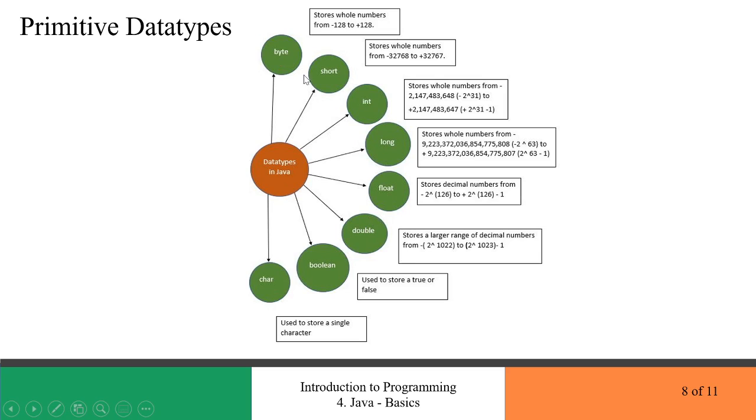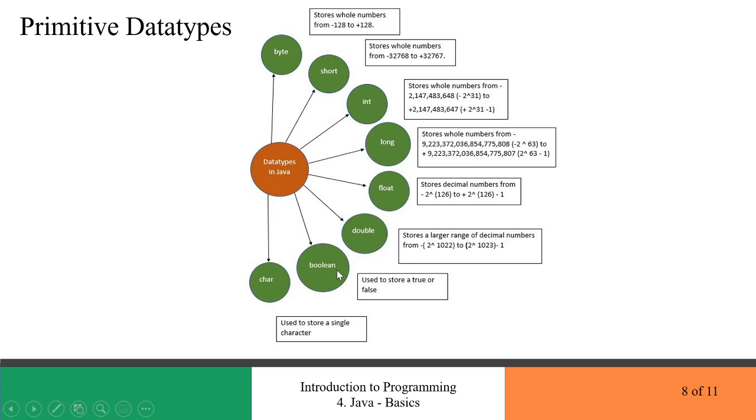The types byte, short, int, and long are used to store integers, that is, whole numbers that do not have any fractional part. However, the range of these is different. Byte has a smaller range, short, int, and long have larger ranges. Float and double are used to store decimal numbers. Double has got a higher range when compared to float.